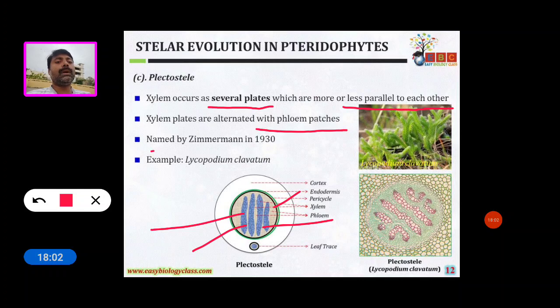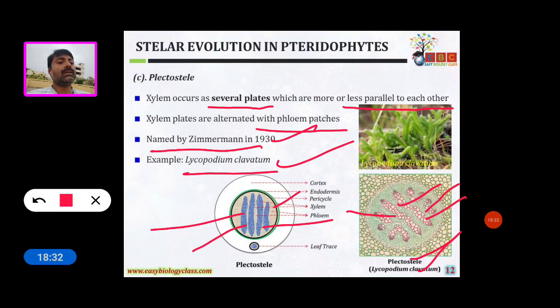This stele is named by Zimmermann in 1930. This type of stele we can see in the plant Lycopodium clavatum. So this is the Lycopodium clavatum plant. This is the plectostele, and these are the xylem patches, alternated with phloem patches. These are the phloem patches. So this is the plectostele.